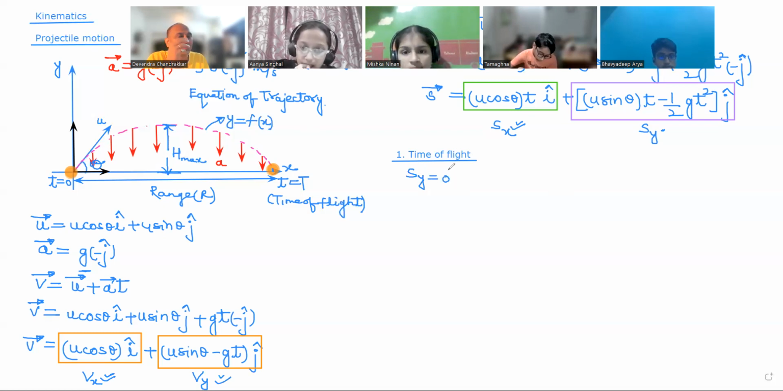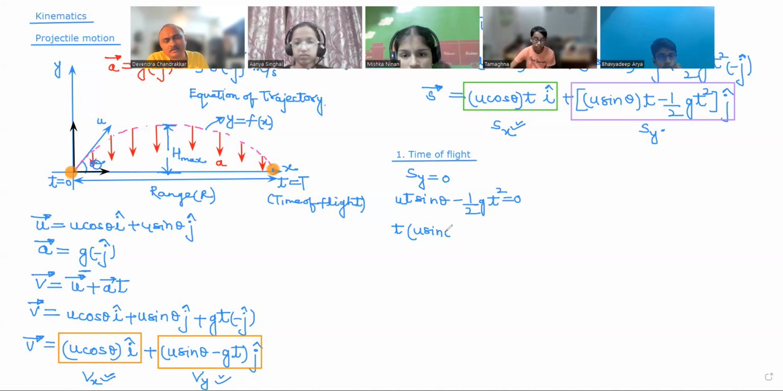So how to find time of flight? Put Sy equal to 0. So substitute it now. Write the expression. It's ut sine theta minus half gt square is equal to 0. Solve this equation. All of you know how to solve this equation, yes or no? Take t common from here. u sine theta minus half gt is equal to 0. So t1 is equal to 0 and t2 is equal to what?